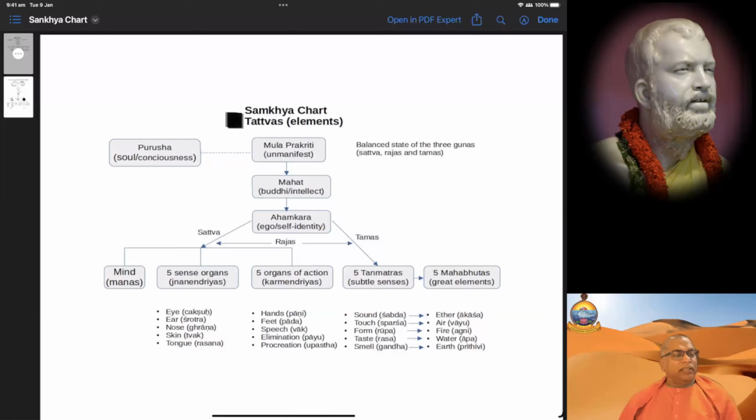So this is the Sankhya philosophy. Keep this chart in your mind.